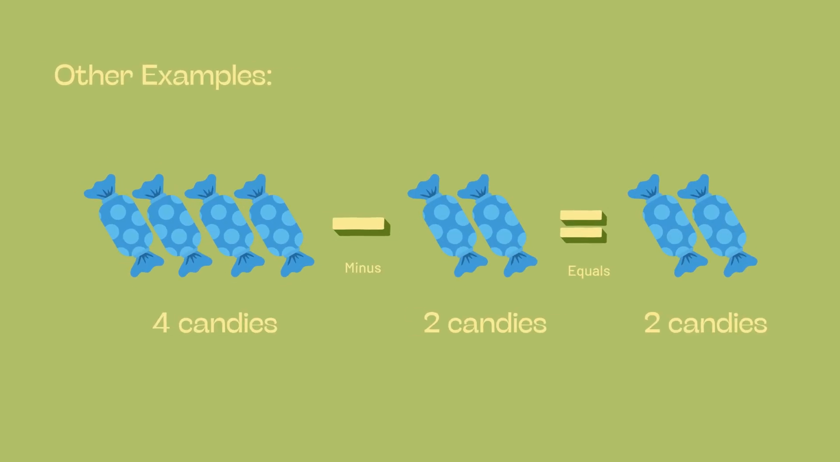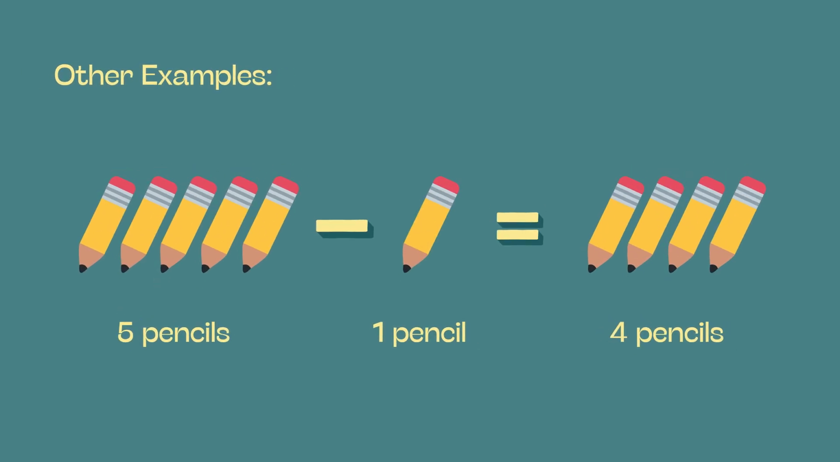Second example: 4 candies minus 2 candies is equal to 2 candies. Third example: 5 pencils minus 1 pencil is equal to 4 pencils.